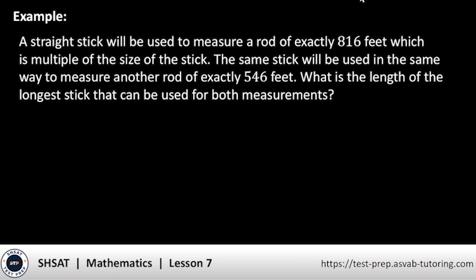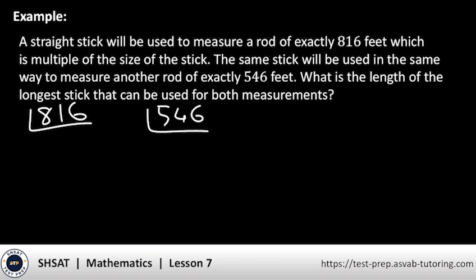Okay, the same stick will be used in the same way to measure another rod of exactly 546 feet. So what we know for sure is 816 and 546 will now need to be broken down like this, right? And because the question said the longest stick, of course, we now need to figure out the greatest common factor. Why? Because longest, greatest, they all go together. So basically, they're asking for the longest or the greatest common factor.